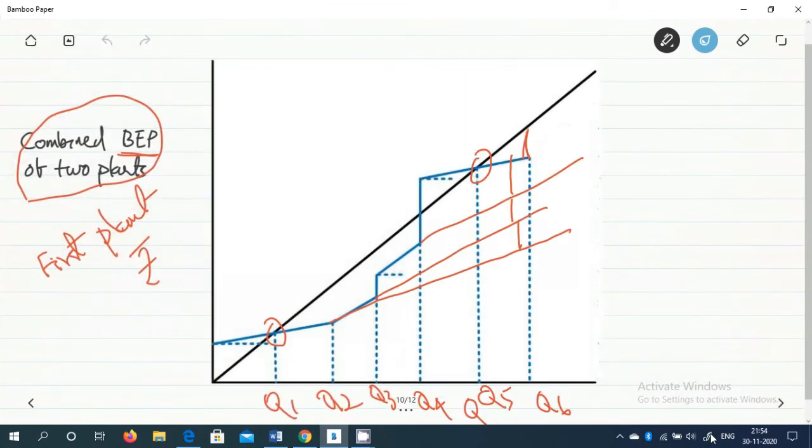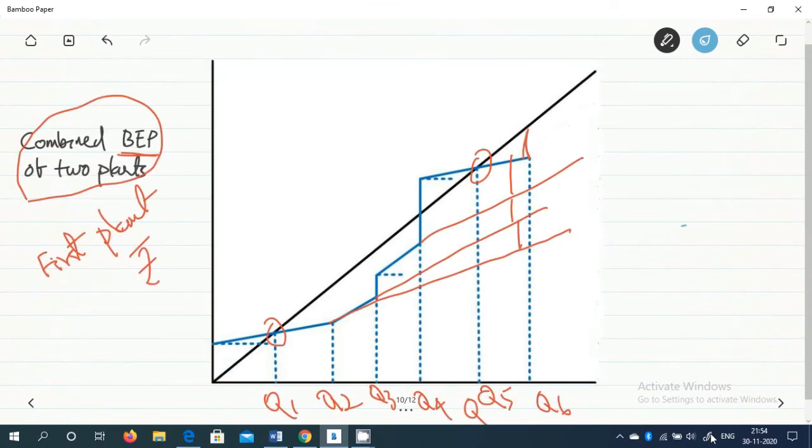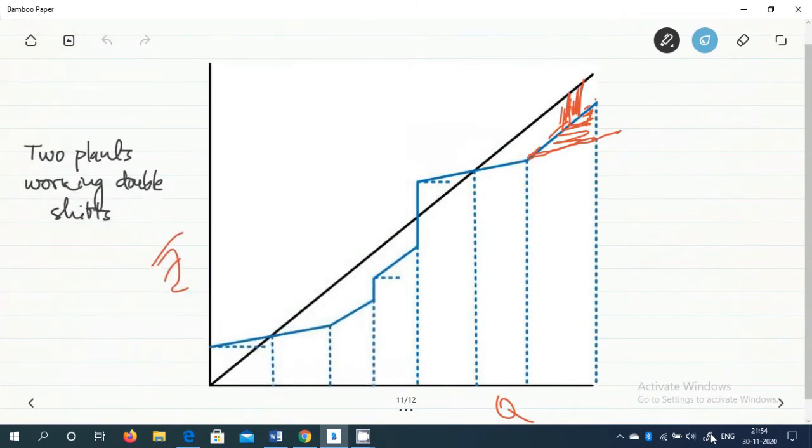At Q5, the combined break-even point of two plants. For the first plant they have reached a break-even point over here, and for the second plant, after commissioning, they are now getting the break-even point over here, and that is at Q5. At Q6 they are making a profit of only this much. Again, two plants working on double shift. Two plants have been commissioned, as a result of which they are making the profit.